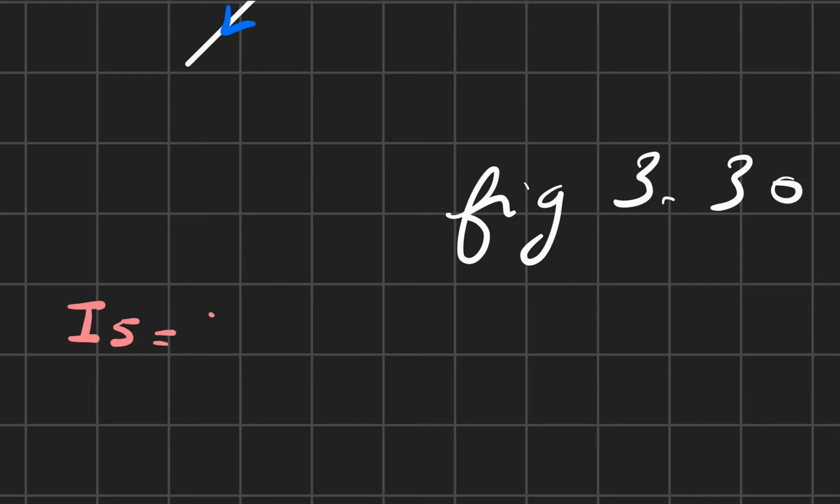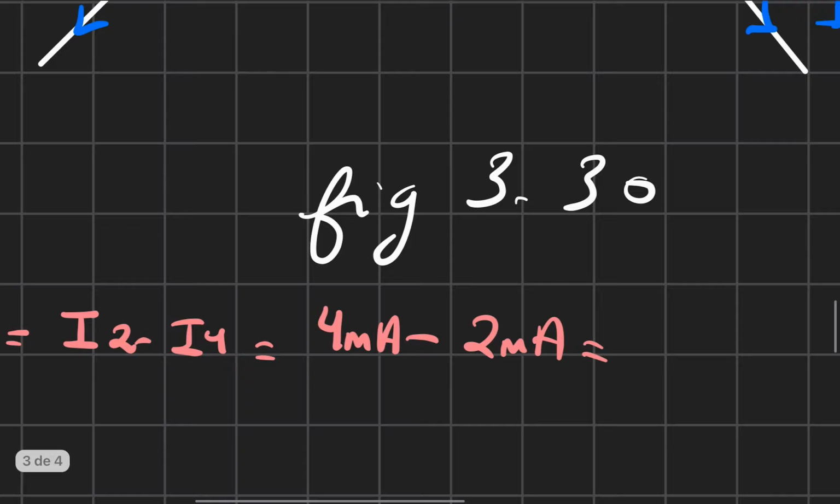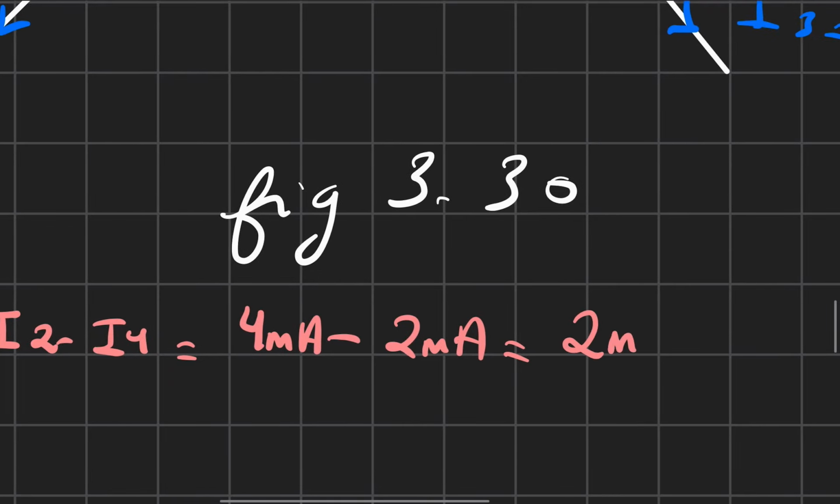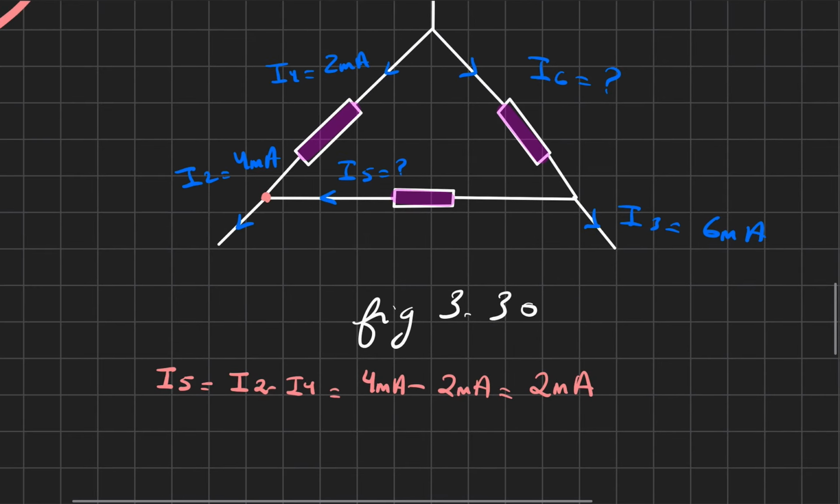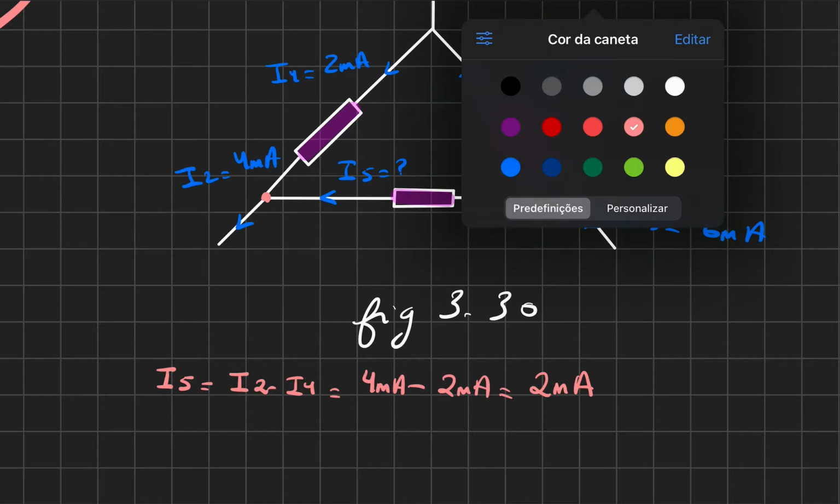I5 equals I2 minus I4, which is 4 milliampere minus 2 milliampere. That's simply 2 milliamperes. Okay, so we just calculated I5.